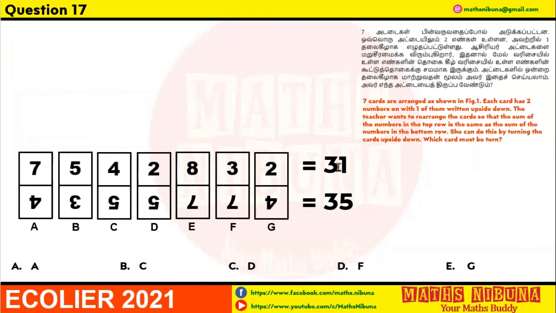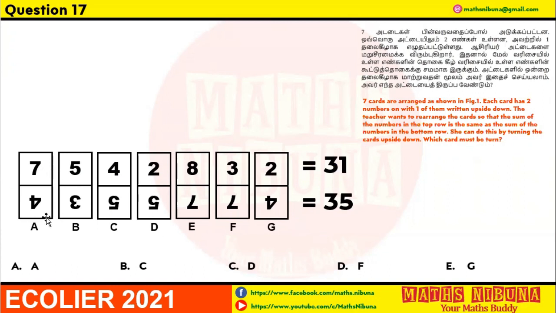Now first of all, we try to sum the numbers. We have 7, 5, 4, 2, 8, 3, 2. 7 plus 5 is 12. 12 plus 4 is 16. 16 plus 2 is 18. 18 plus 8 is 26. 26 plus 3 is 29. Plus 2 is 31. You can calculate it with your own method.